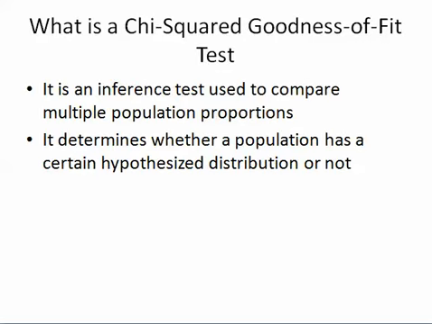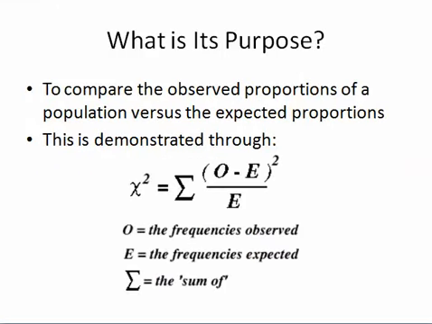What is a chi-squared goodness of fit test? It is an inference test used to compare multiple population proportions. It determines whether a population has a certain hypothesized distribution or not. What is its purpose? To compare the observed proportions of a population versus the expected proportions.